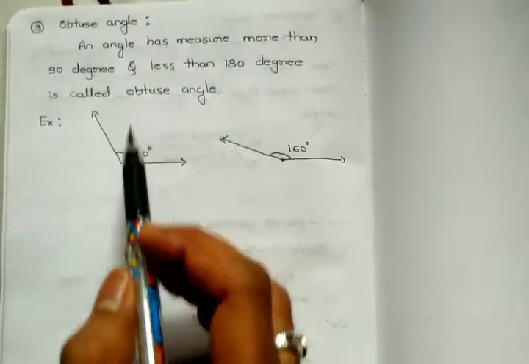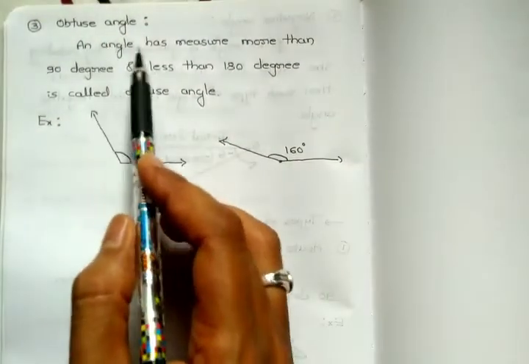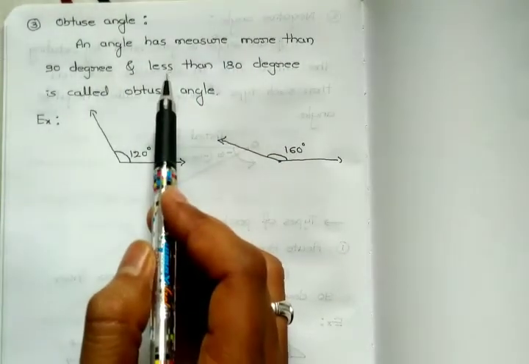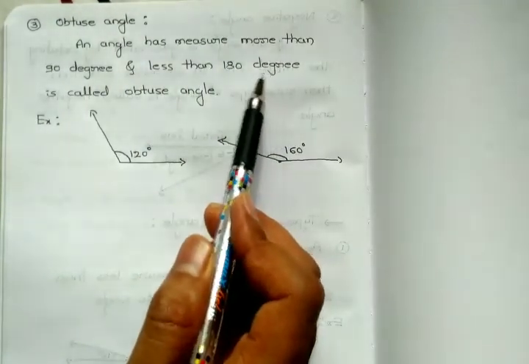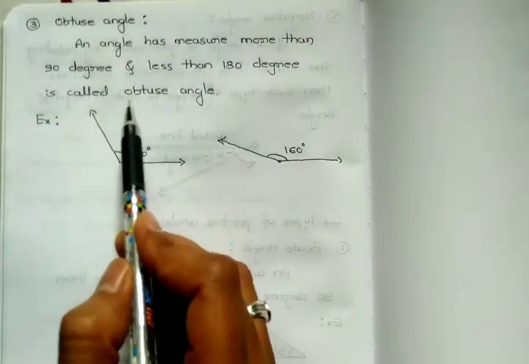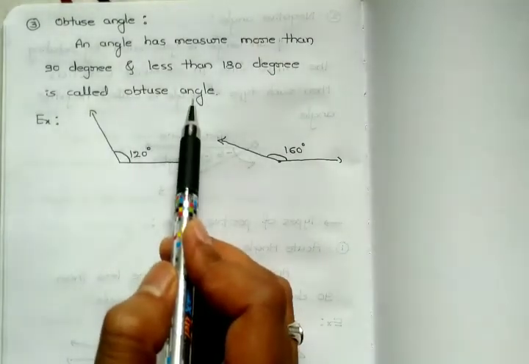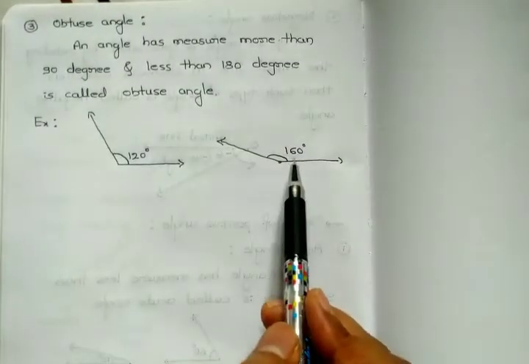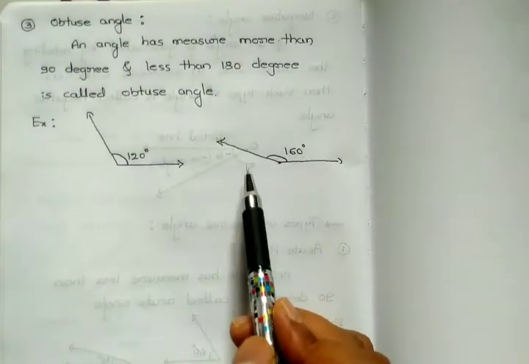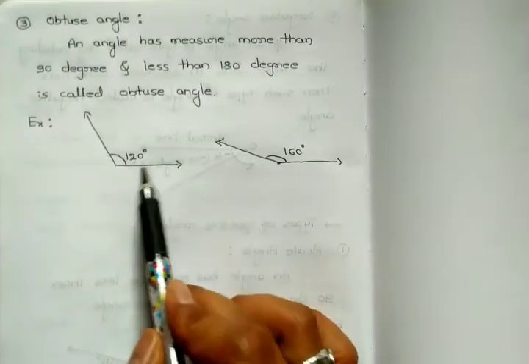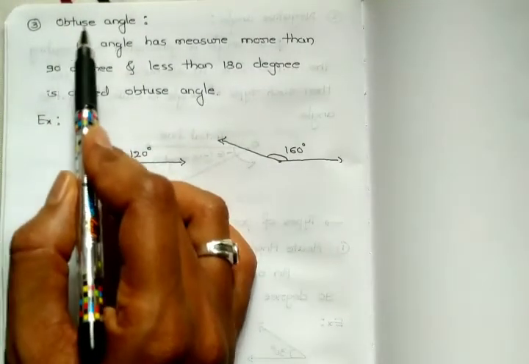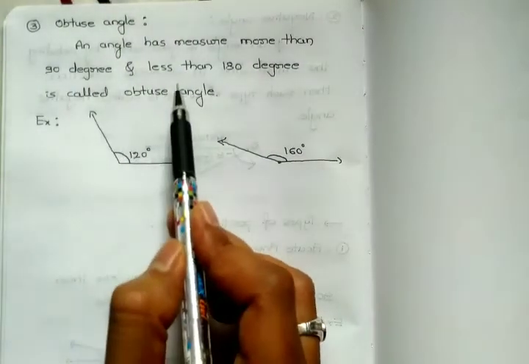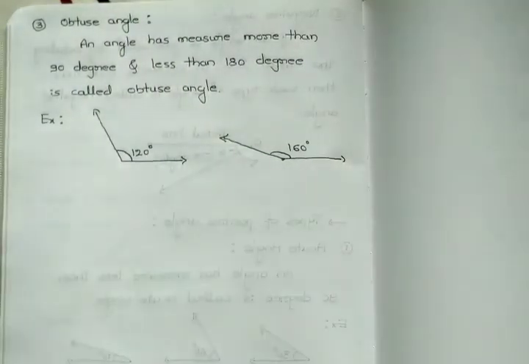Next, obtuse angle. An angle has measure more than 90 degree and less than 180 degree, then such type of angles are going to be called what here? Obtuse angle. For example, 120 degree, 160 degree, 170 degree, such type of angles are going to be called what here? Obtuse angle. Means more than 90 and less than 180 degree.